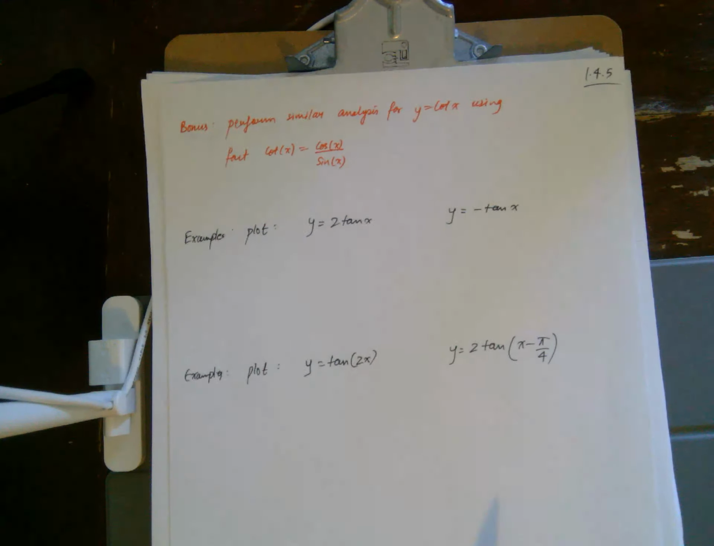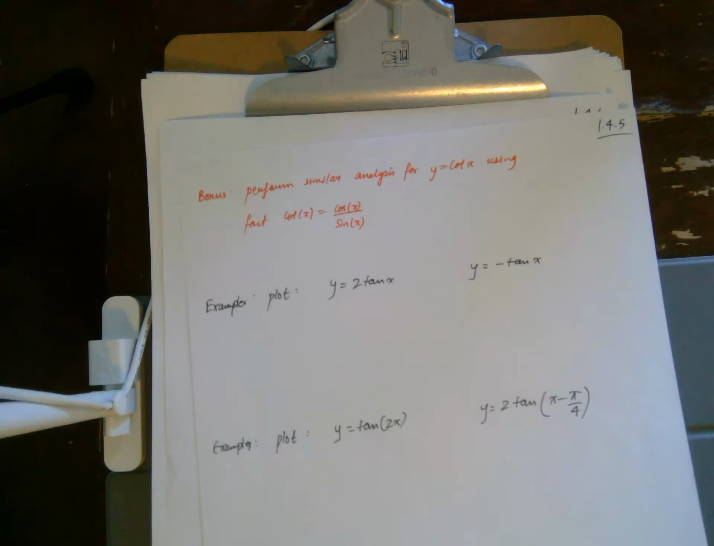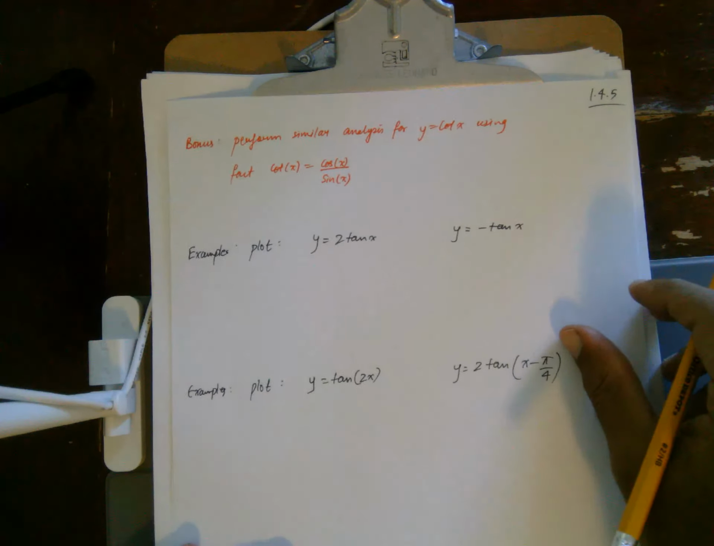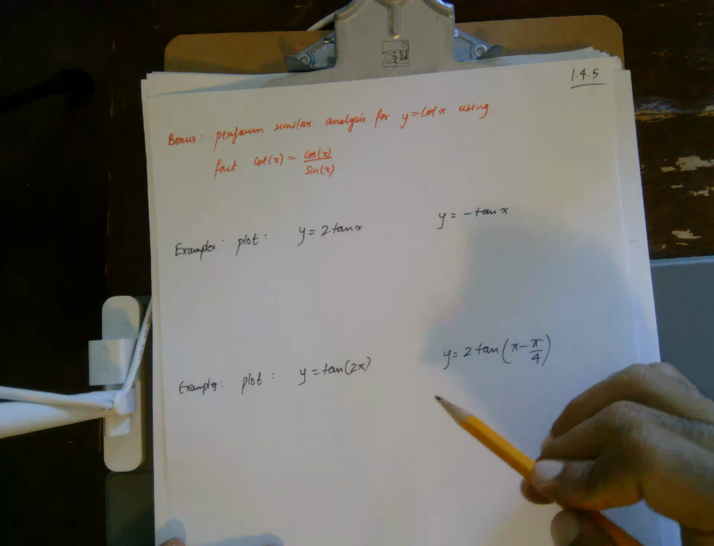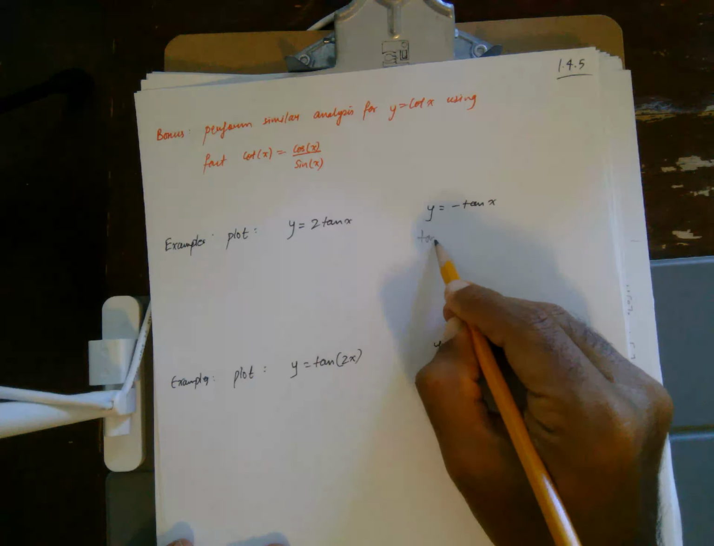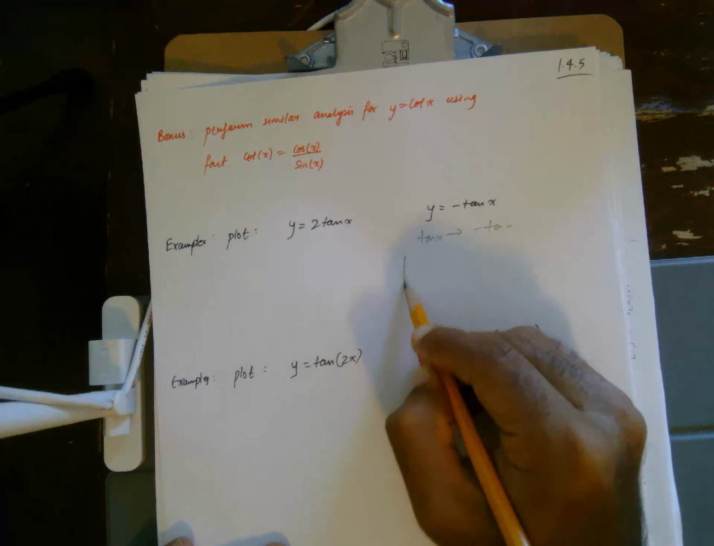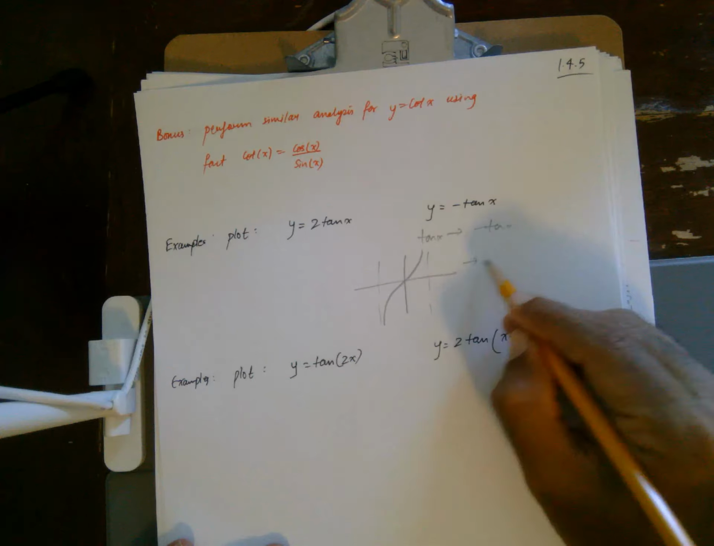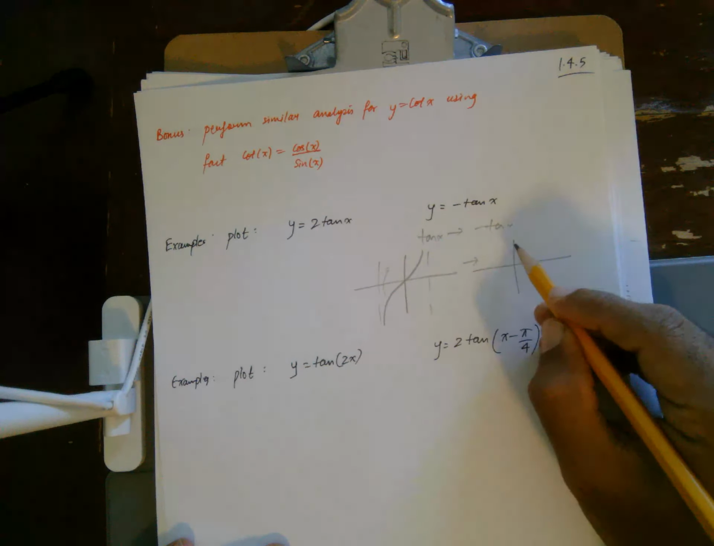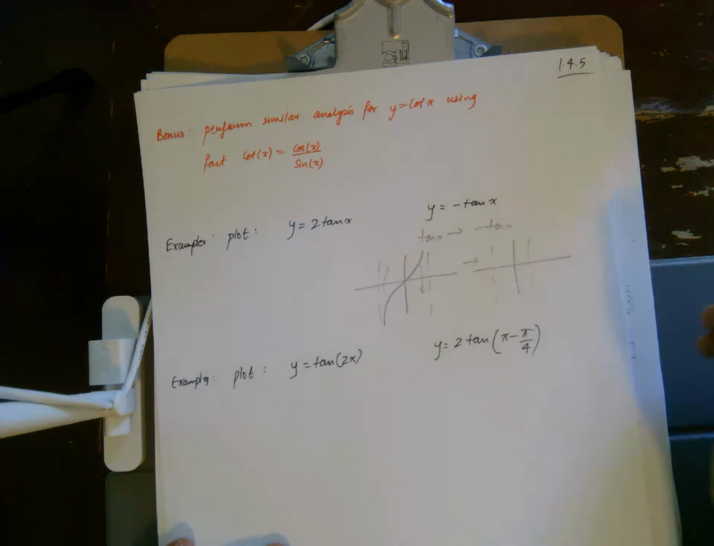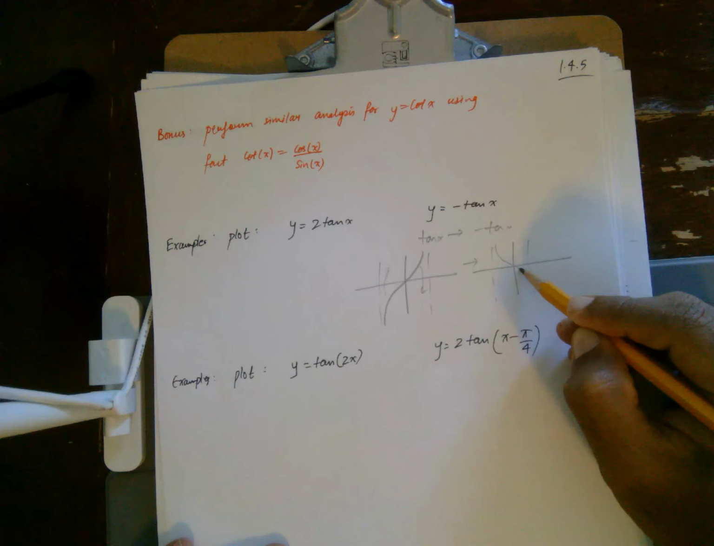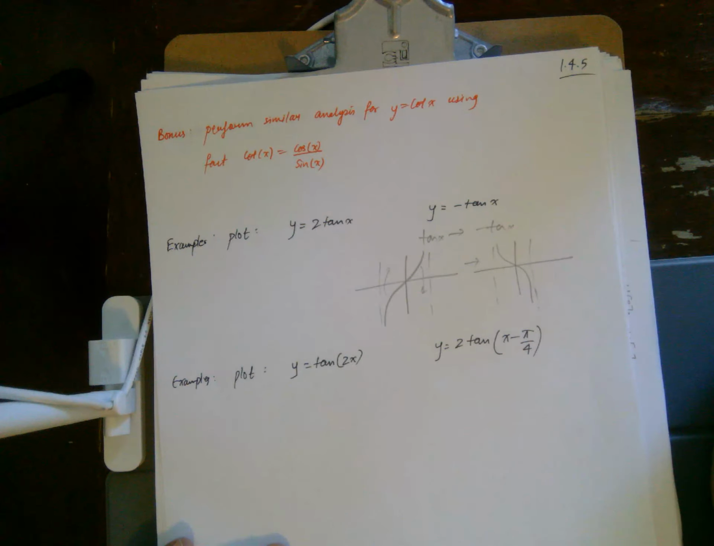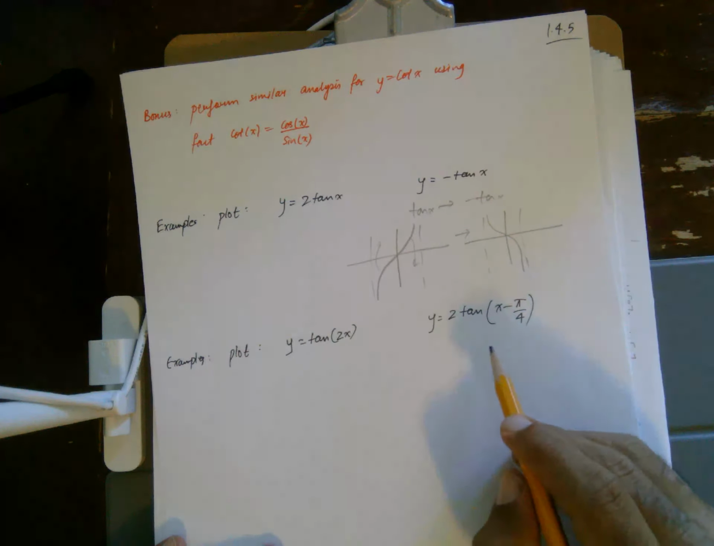Okay. Now you can try and perform the same analysis for y equals cotangent x, using cotangent is cosine over sine. I'm going to do some of these. So negative tan x, which means you go from tan x to negative tan x. So that's the graph. You just flip it. This negative becomes positive and the positive becomes negative. Right? And you can try these three graphs.